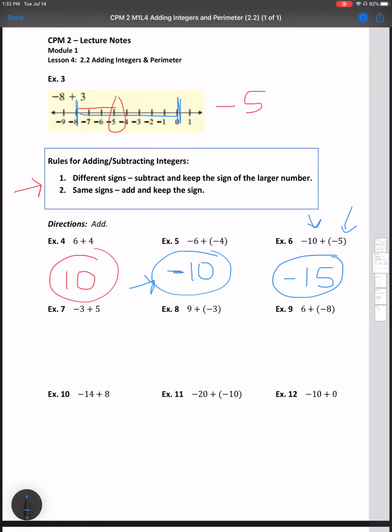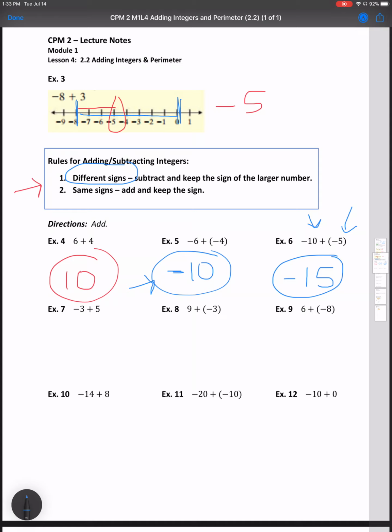Okay, number 7, -3 plus 5. As we look at -3 plus 5, if I ask you, do we have the same sign or different signs, what would you say? This one, we have different signs. Just look directly in front of the number. One has a minus, one has a plus, so they are different.